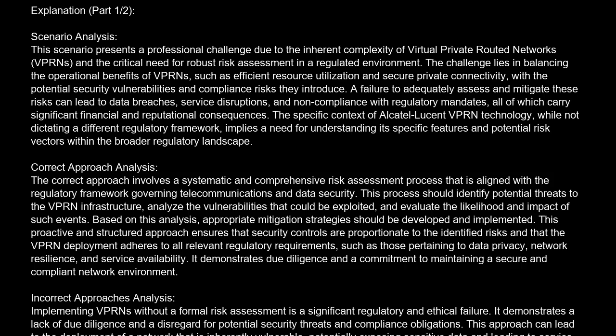This proactive and structured approach ensures that security controls are proportionate to the identified risks, and that the VPRN deployment adheres to all relevant regulatory requirements, such as those pertaining to data privacy, network resilience, and service availability. It demonstrates due diligence and a commitment to maintaining a secure and compliant network environment. Incorrect approaches analysis. Implementing VPRN without a formal risk assessment is a significant regulatory and ethical failure.